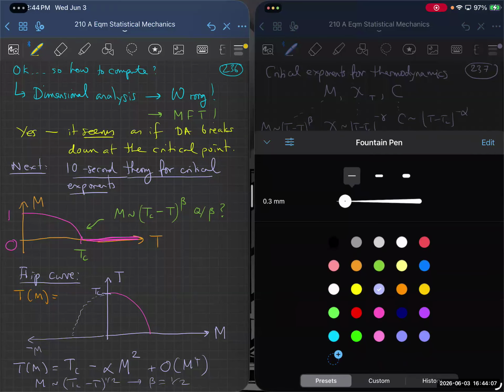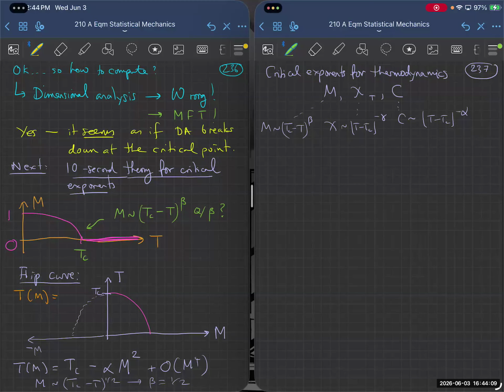There's another one, which is, do you remember when we looked at the magnets, the paramagnet, we derived Curie's law? You remember Curie's law? That tells you how m is proportional to the applied external field.